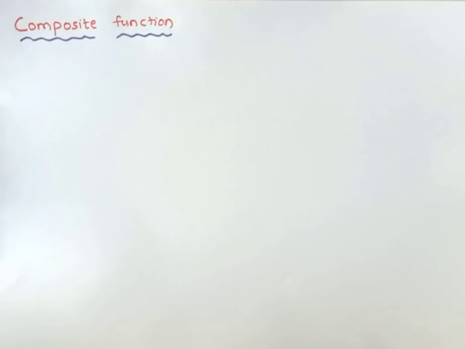Now the composite function. Composition is nothing but an operation between two or more functions. Whereas for numbers we have addition, subtraction, multiplication and division, for functions one more operation is there, the composite function. Now we will see how to apply the composition between two or more functions and see the definition of composite function.